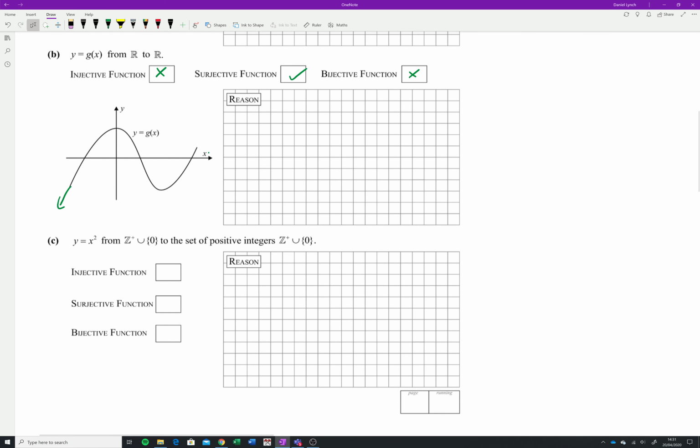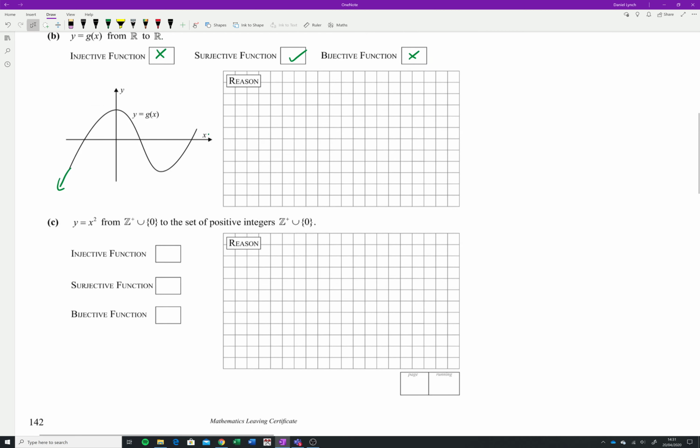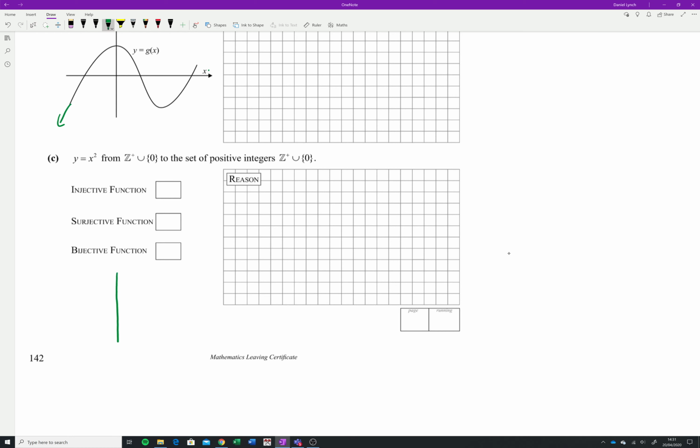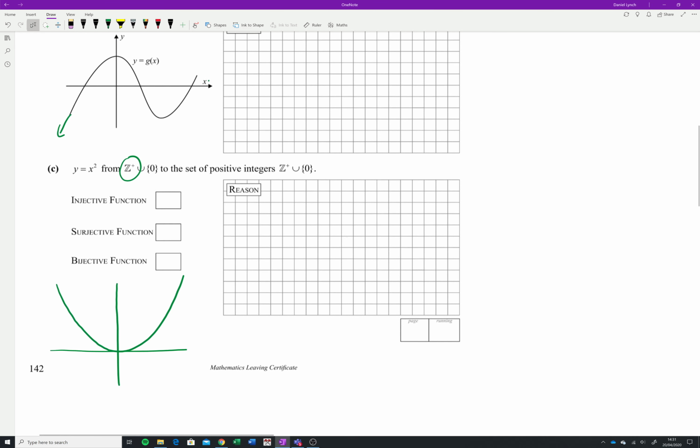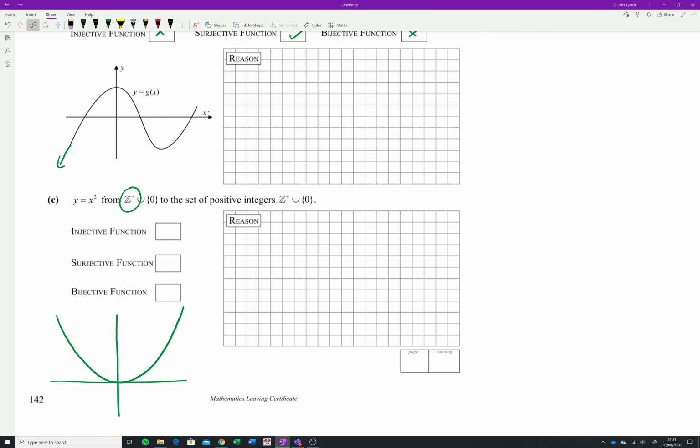Okay, now we get to some tricky things here. y equals x squared. What does that look like first of all? You should be able to know what that looks like as a graph. And it looks a little like that. But they are only going to be putting in positive whole numbers and 0. That's worthwhile thinking about. We're only going to look at positive whole numbers and 0.